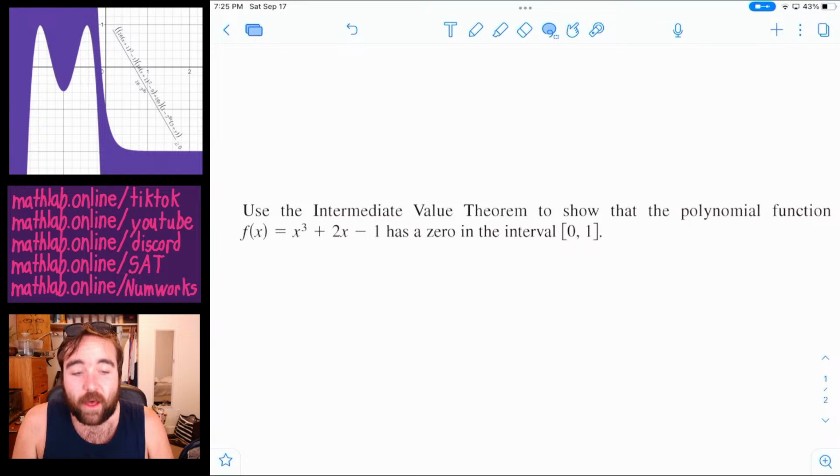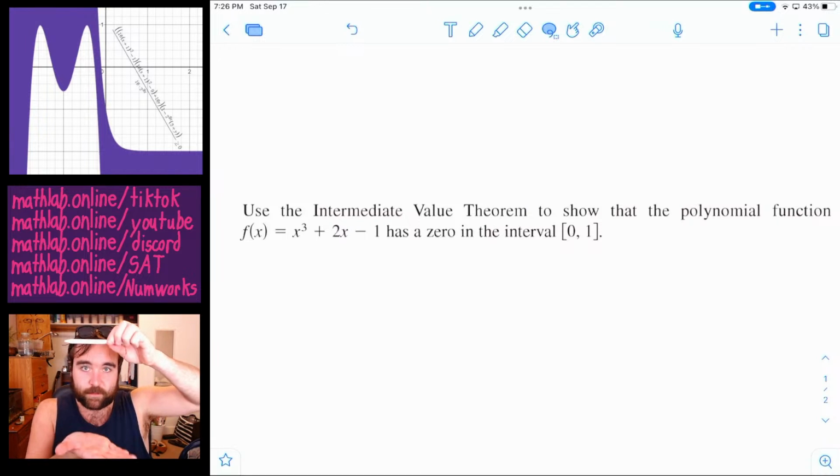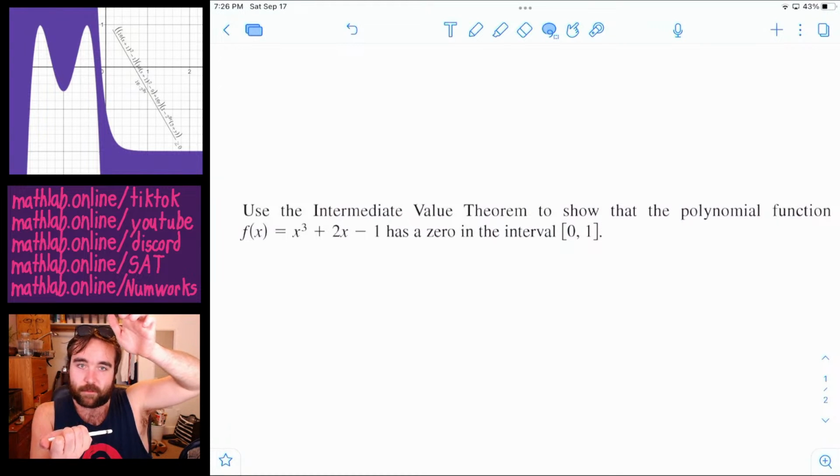So the intermediate value theorem. What does the intermediate value theorem tell you? Well, it's very basic, actually. So here's what it tells you. Imagine I have this pencil. It's about 12 inches above my hand. And then I drop it. So now it's 0 inches above my hand.